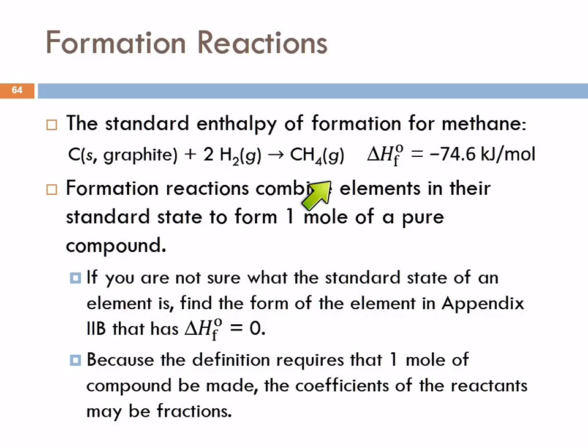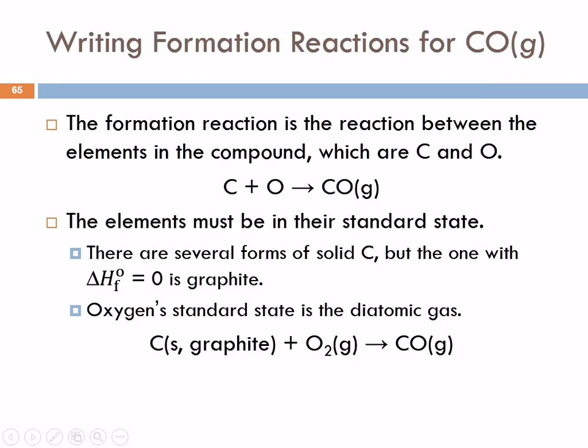That tells us forming methane, 1 mole of it, from the elements in their standard states. So these are the elements in their standard states. Carbon as a solid, graphite, not diamond, plus hydrogen. And then we balance this so that we end up with our product and a coefficient of 1.